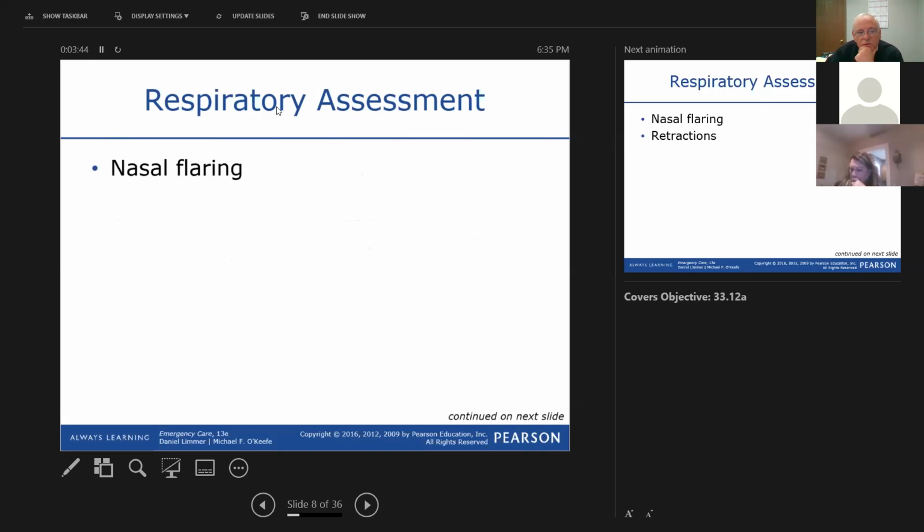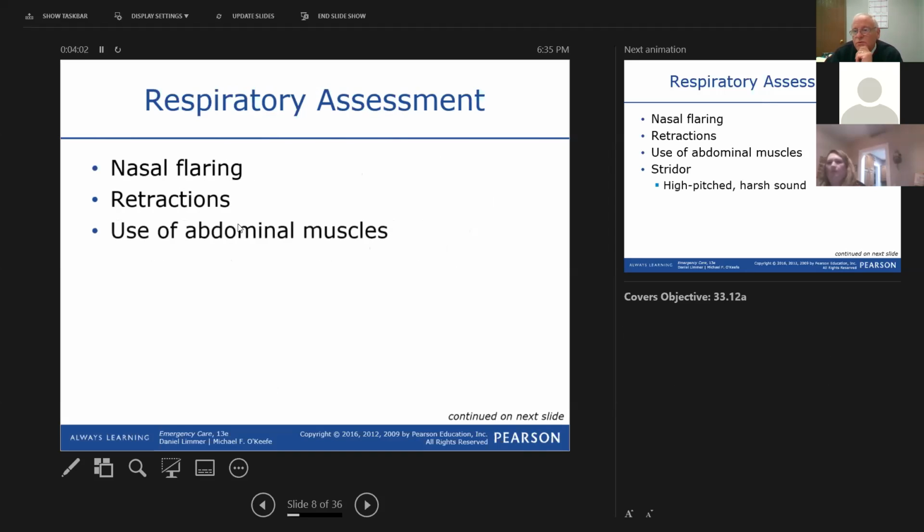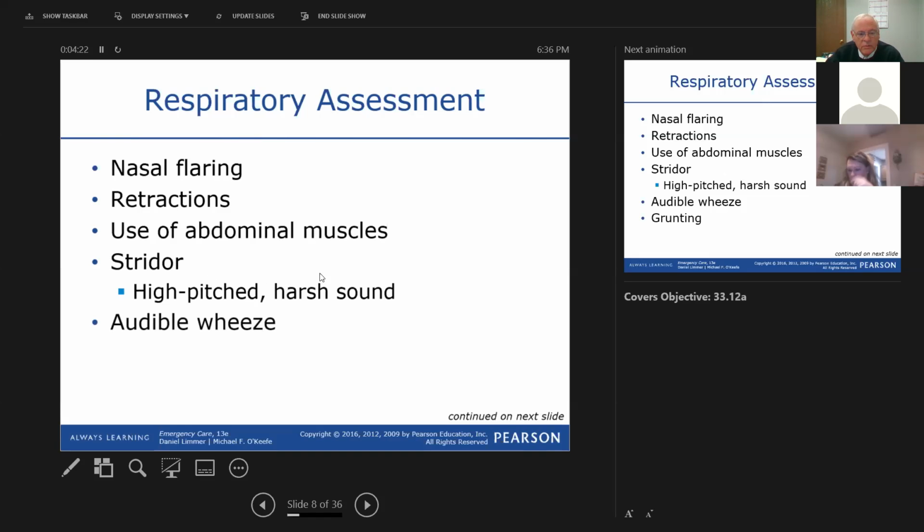As far as respiratory assessment, when they're having difficulty, there are some things we see in kids that we don't always see in adults. Nasal flaring, we did talk about that. When somebody's laboring to breathe, sometimes their nose flares out. We especially see that in kids when they're struggling to breathe. Retractions are where the intercostal muscles, the muscles between the ribs, hollow in when they're trying to take a breath in, and they use abdominal muscles. Stridor is a high-pitched, harsh sound when they breathe, usually from an upper airway obstruction, like in the larynx or somewhere like that.